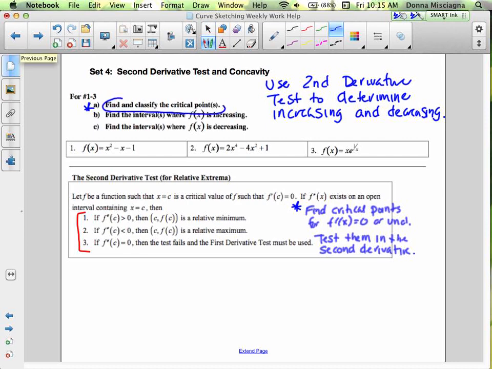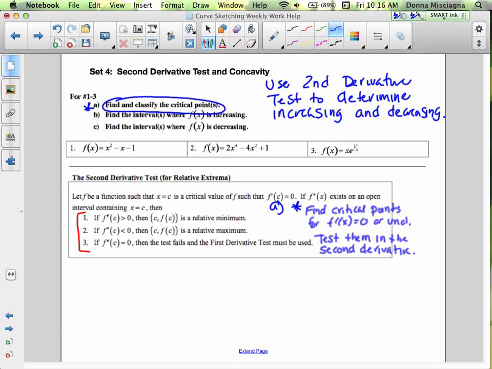This one here, find and classify the critical points. That's this part here. I was looking at the increasing, decreasing. So the find and classify the critical points, that's where you're going to tell me whether it's a relative max and min. So there's 3 parts to this. Almost kind of ignored the A there. So for A, you're going to do this. Right? So you find the critical points, you test them in the second derivative. If the value is positive, then the point is a relative minimum. To find the y value, plug it back in the function.